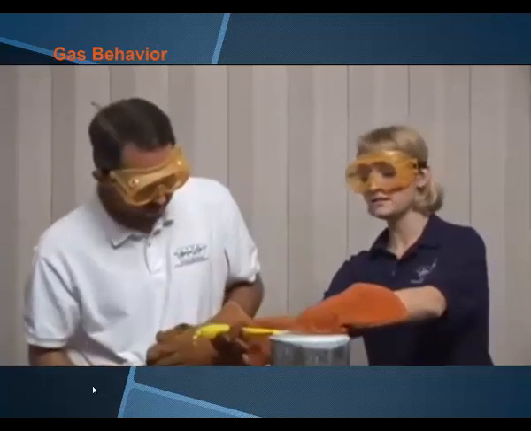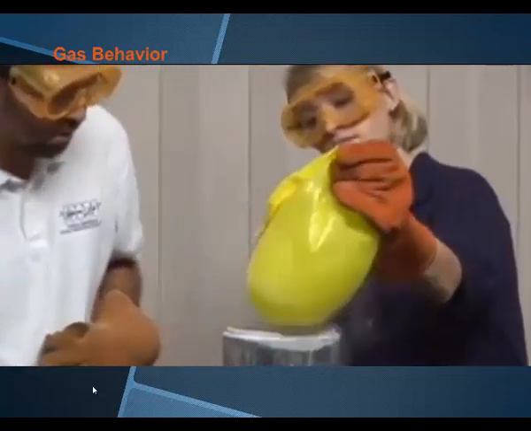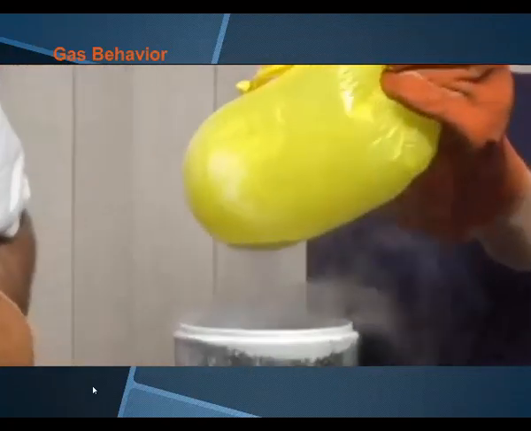Well, I'd say the air is still in the balloon. So where's the air? Right there. That's water. Nope. If that were water, it'd be frozen solid. That's liquid air.